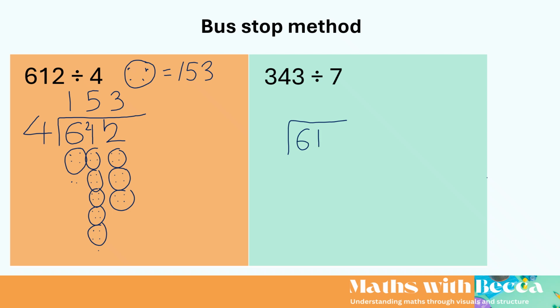600, no, I'm doing the wrong question. So let's do that again. 343 divided by 7. Now, the 7 times tables, I think, are a really tricky one.